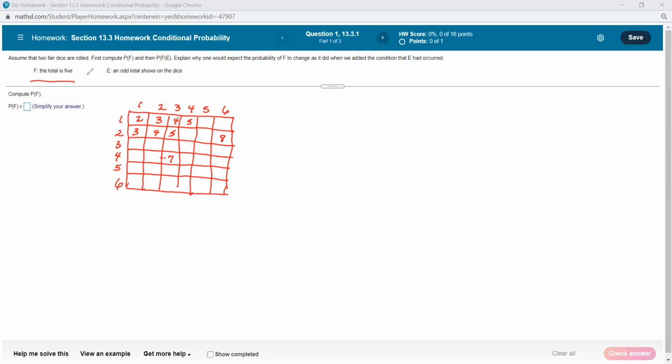So if the total is 5, okay, we got a 5 right here. So here's a 5, here's a 5, here's a 5, here's a 5. So it appears there are 4 ways that we can roll a 5: a 4 and a 1, a 2 and a 3, a 3 and a 2, or a 1 and a 4, right? So the probability of rolling a 5 is 4 out of, there's a total of 6 by 6 is 36 squares, and 4 out of 36 reduces down to 1/9.